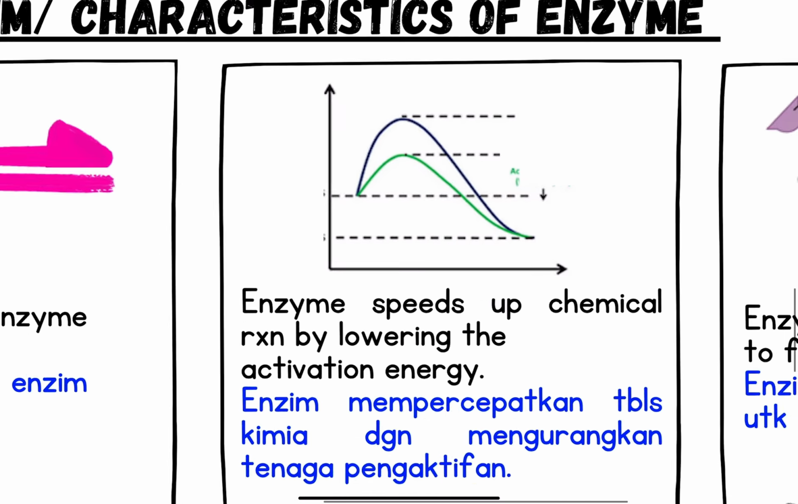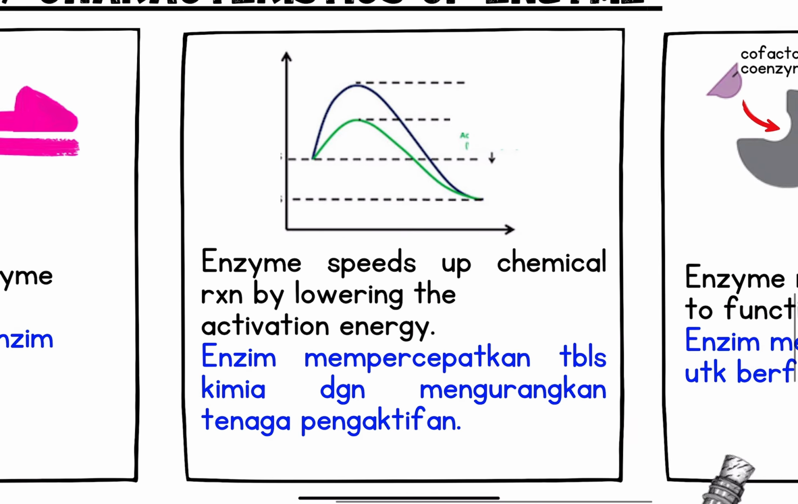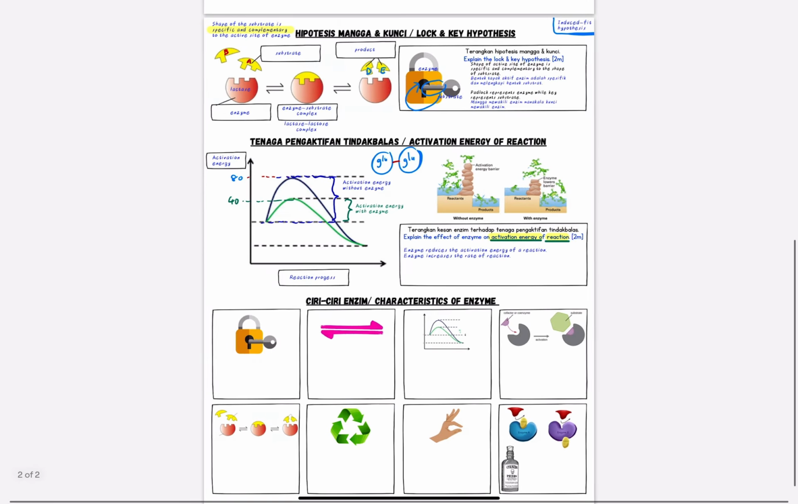Remember this graph, activation energy. So enzyme catalyst, what does it mean by catalyst? Catalyst means it speeds up the chemical reaction. So the enzyme speeds up by lowering the activation energy. So jom kita tengok balik sikit.